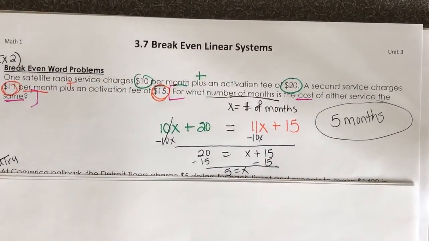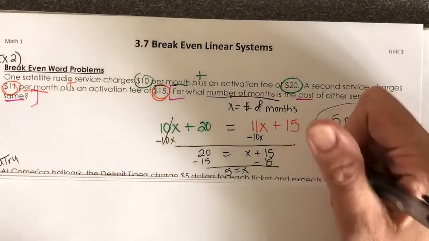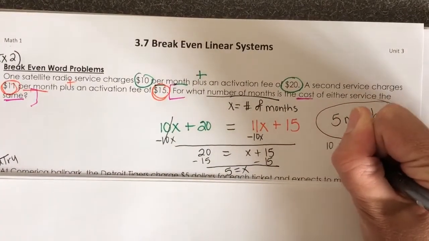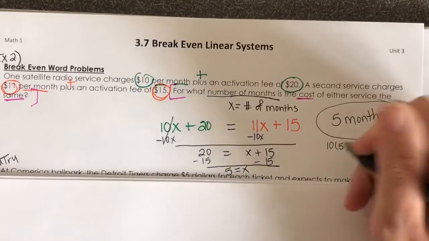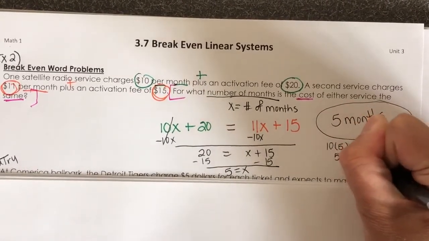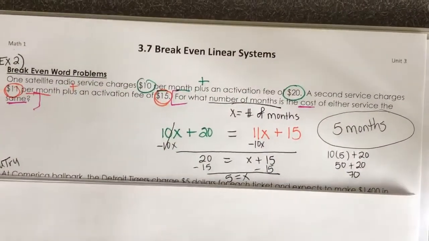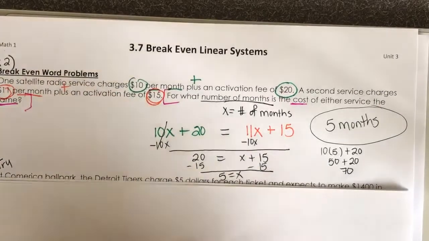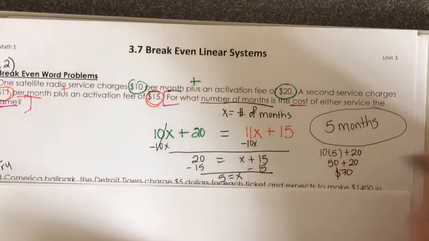Well, I could take this problem a step further, not that you have to, but what exactly is that cost going to be at 5 months? So if I want to, I can take my 5 and plug it back into my function. 10 times 5 is 50. 50 plus 20 is 70. So that 70 is important because that represents your other variable, your y, or in this situation, the cost.